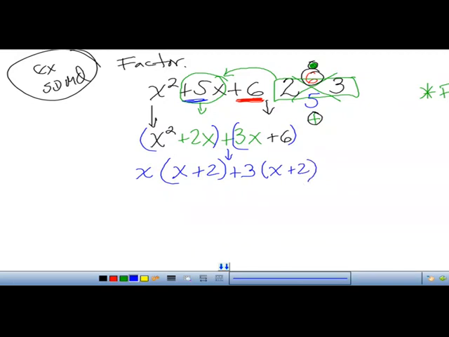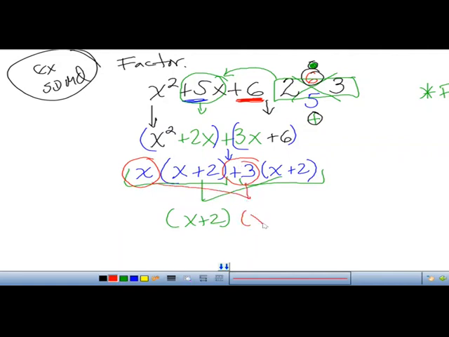Look up. Question. What's the same here and what's the same here? X plus 2. That's going to be one factor: x plus 2. Question. Now that we factored out that, what's left over on this side? X. And what's left over on this side? Plus 3. That's my second factor: x plus 3. And these are my factors.